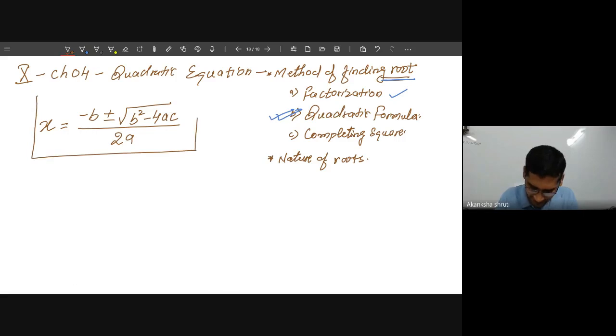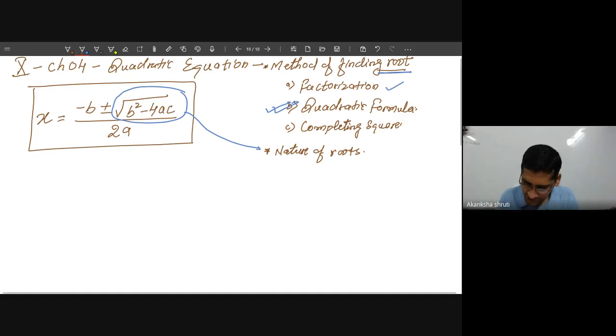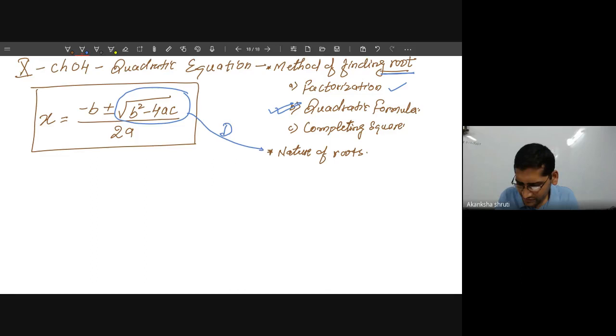What is this? This we want to understand. How to calculate this x? This is done with the help of completing the square, so that we will also discuss slightly. Then, considering this square root value, this decides the nature of the roots, and this is called the discriminant D. So this thing we will discuss.